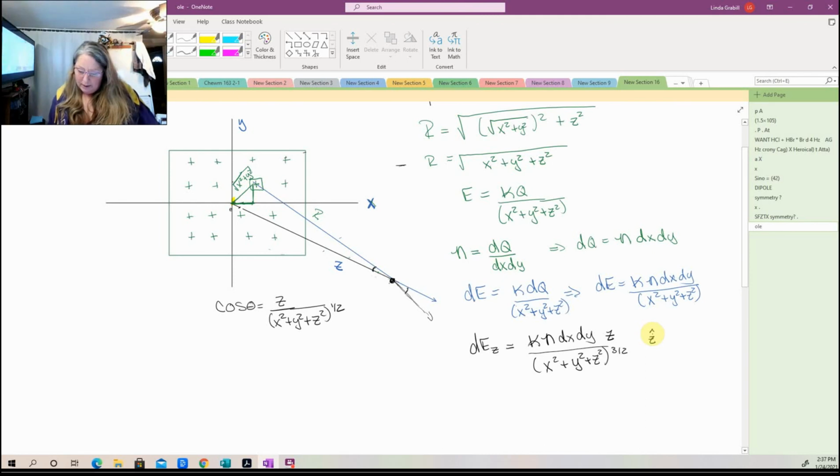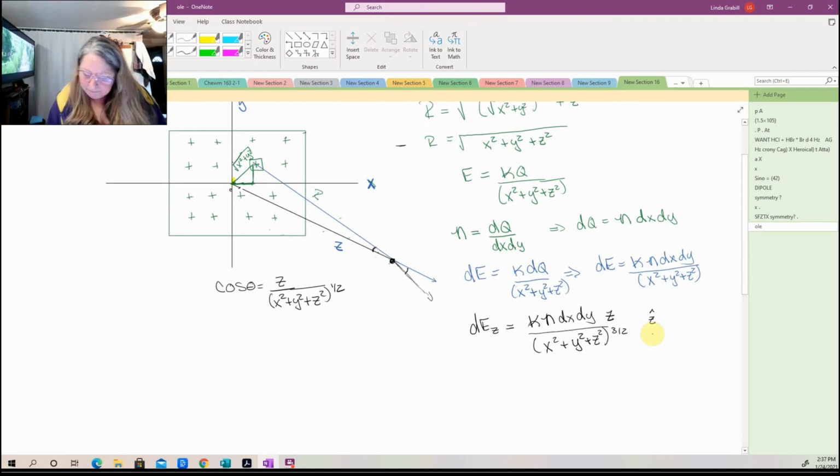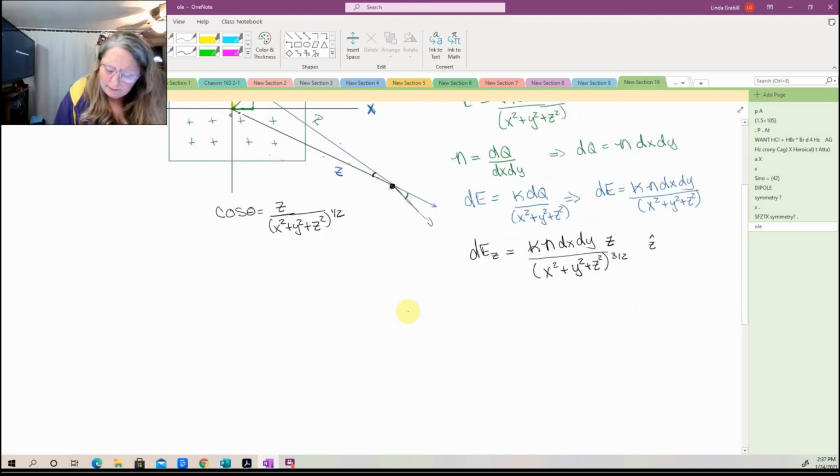Cool. Let's see, are we ready to integrate? I kind of feel like we are. So we can page down some. And I'm going to do the same thing. Let's go ahead and pull out our constants. So here's my dEz. It's going to equal, let's see, what is constant here? I have a k is constant. I have an eta is constant. And z, remember, is just the distance away, so that's constant as well.